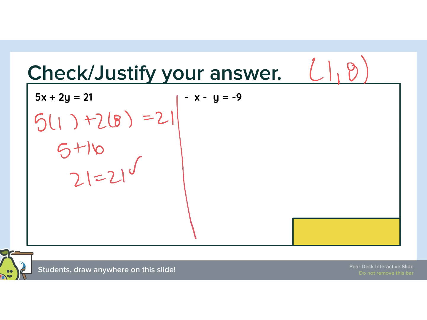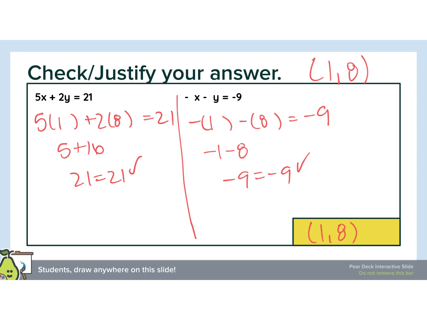First one checks. Negative. Instead of variables, parentheses. X is 1, y is 8. This is negative 1 minus 8, which is negative 9. It checks out. Put our answer in the box.